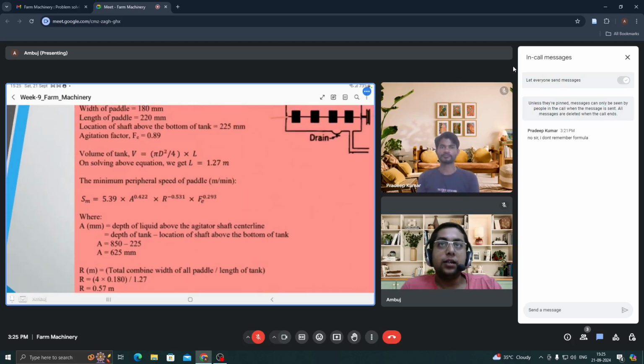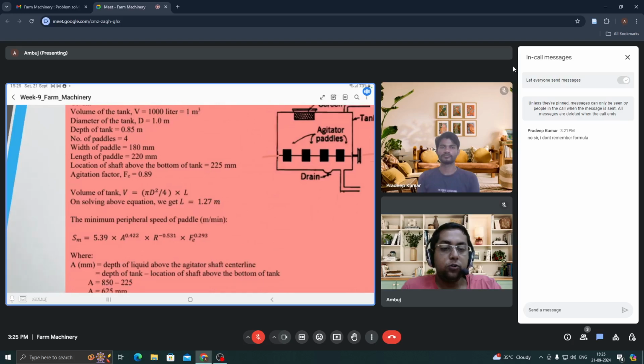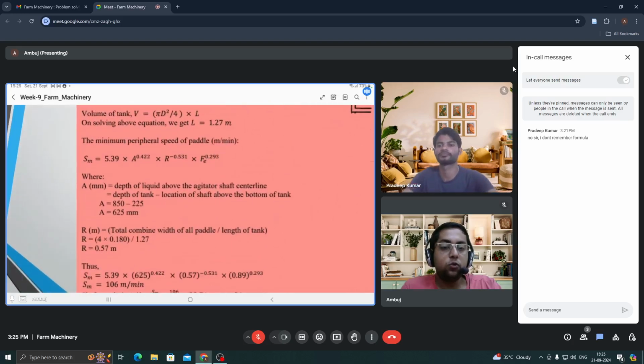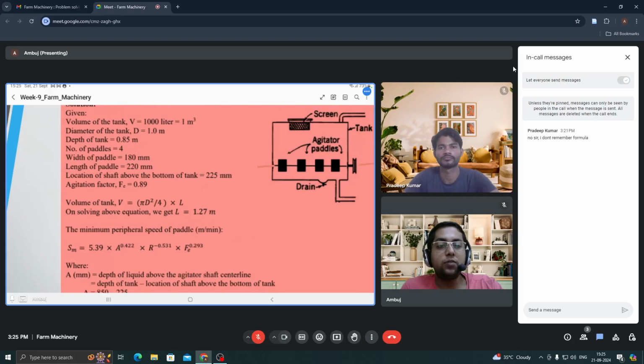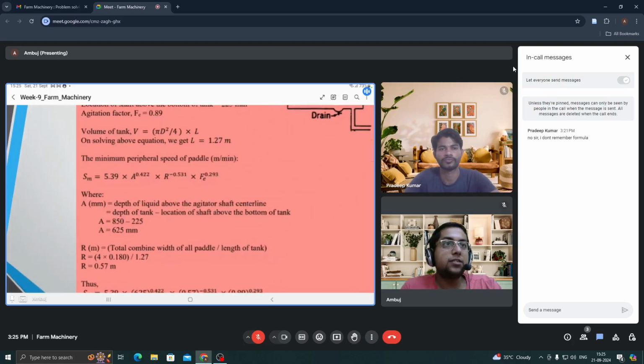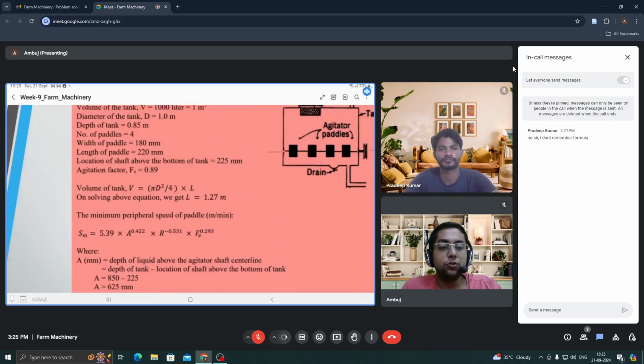And regarding length, I told you that here you have used 4 into 0.180. 0.180 has been mentioned as the width of the pedal, but the length of the tank has not been given here. Sorry for the confusion.